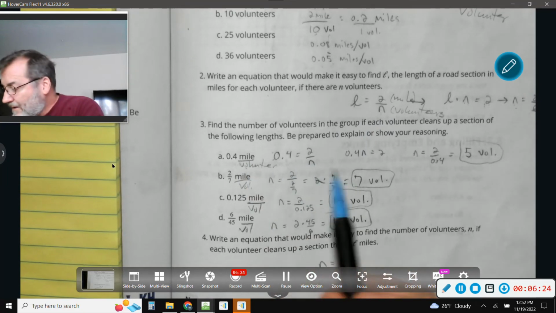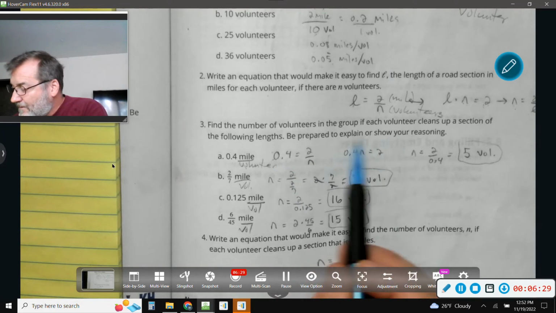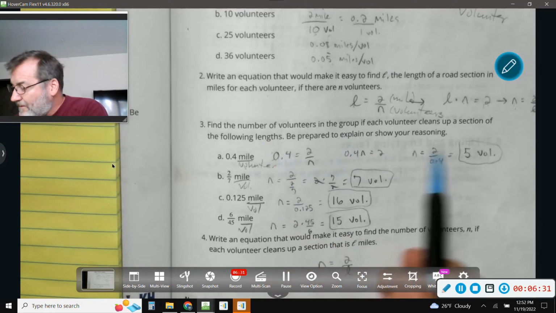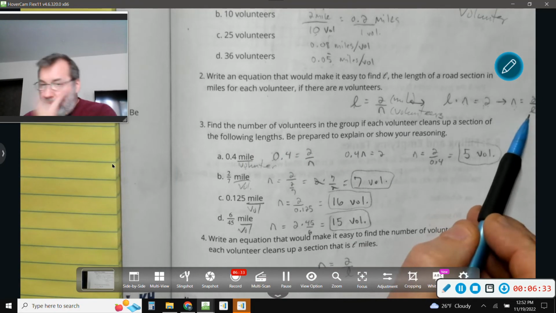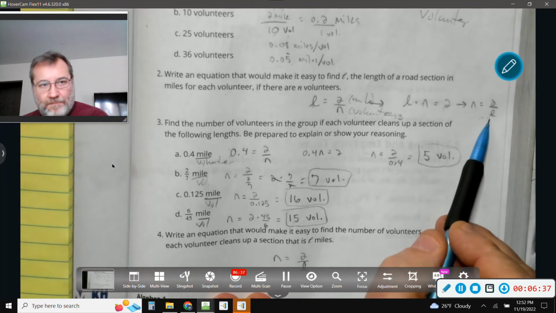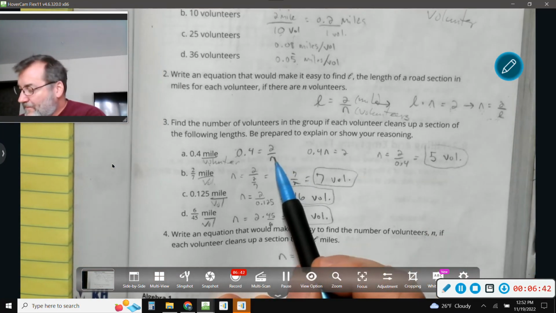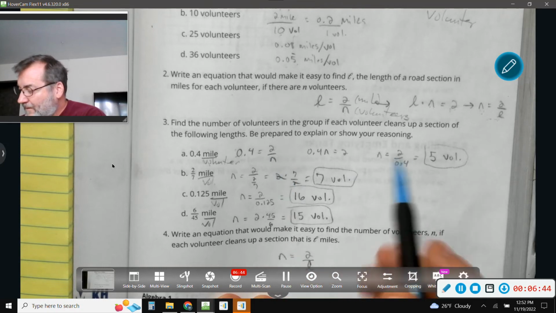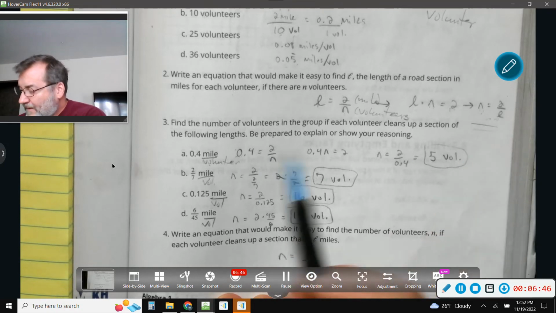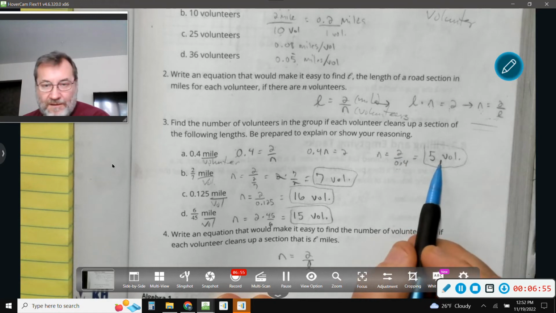So we can take this. Since we're trying to find the number of volunteers, I'm trying to find n right there. So I'm going to use this last equation, 2 divided by L, the miles per volunteer. If you want 0.4 and you want to solve for n, it's going to be 2 divided by 0.4, or 5 volunteers.